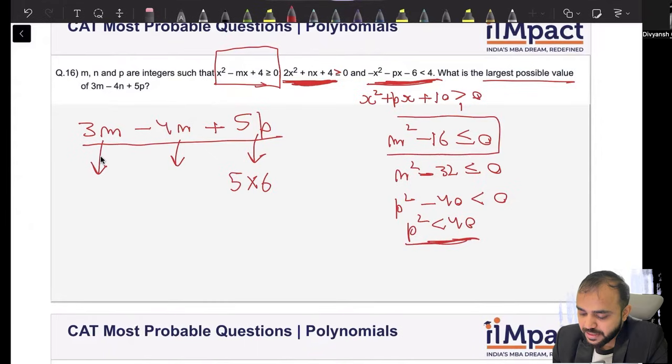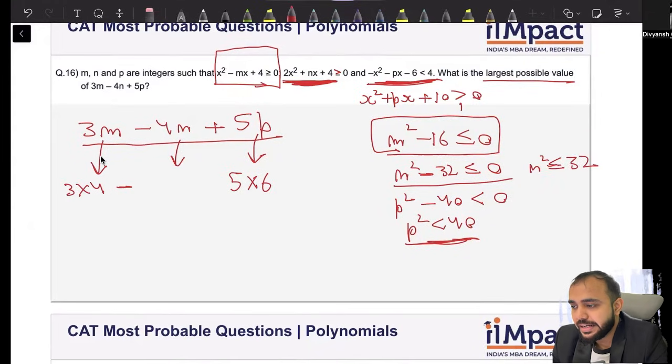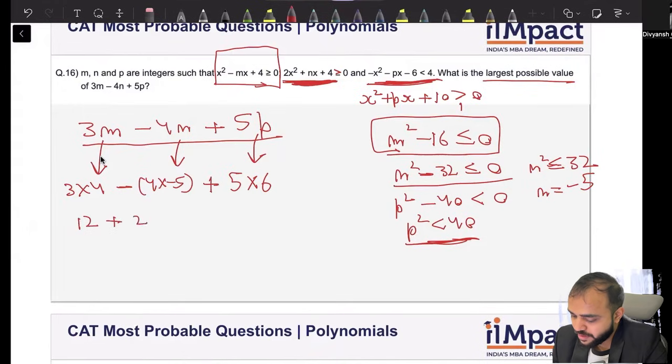If m square is less than or equal to 16, then the maximum value of m that I can take is 4. So 3 into 4 minus, now n I have to minimize, I will get n square is less than or equal to 32. So the minimum value of n that I can take is n is equal to minus 5. So this will become minus 4 into minus 5 plus this. So the answer will be 12 plus 20 plus 30, which is 62.